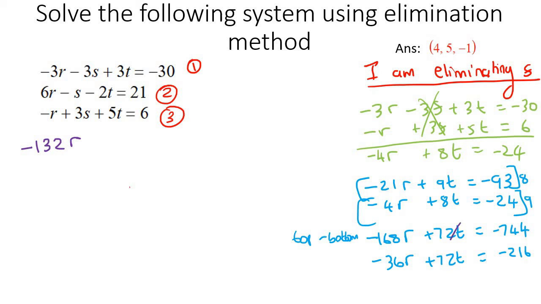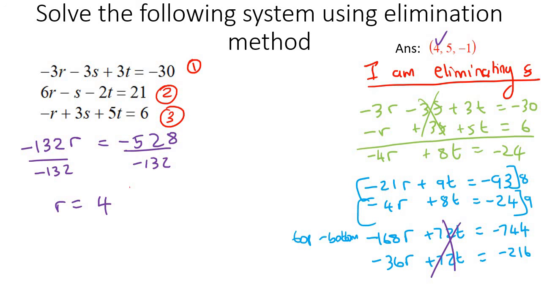The t's are going to cancel, which is awesome. And then we're going to have the top one, which is minus 744 plus 216, and so that's going to be negative 528. So now to get r by itself, you're going to divide both sides by negative 132, and so you end up with 4. R is 4. Amazing, and that is correct because we've written the answer over there just to make sure.